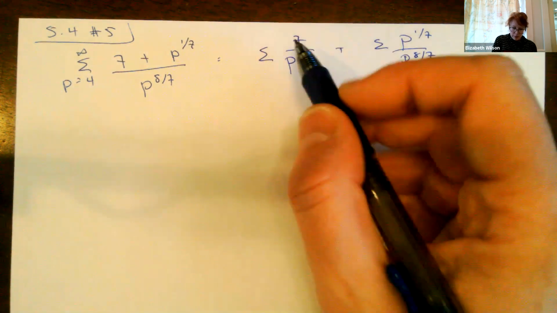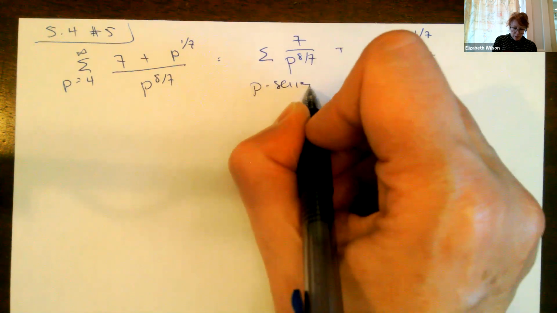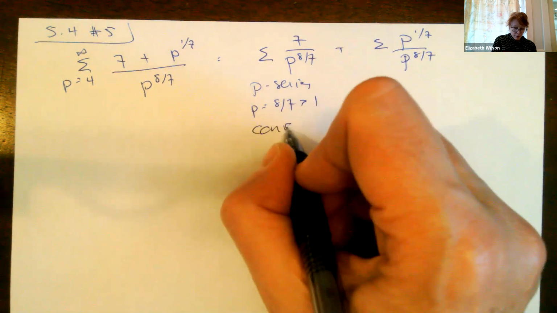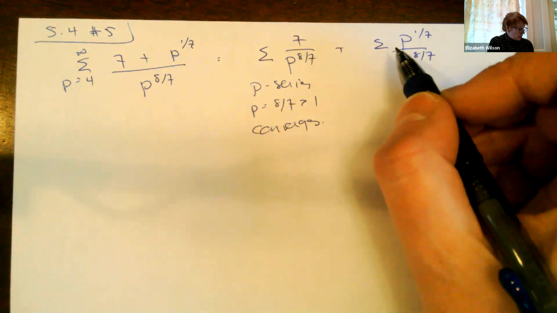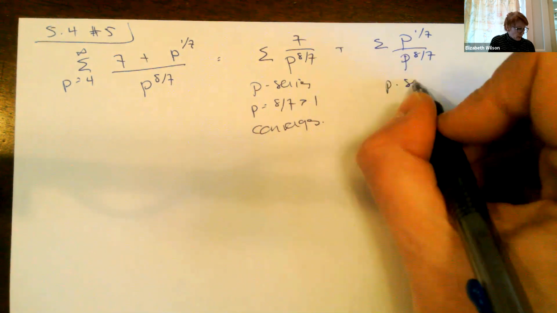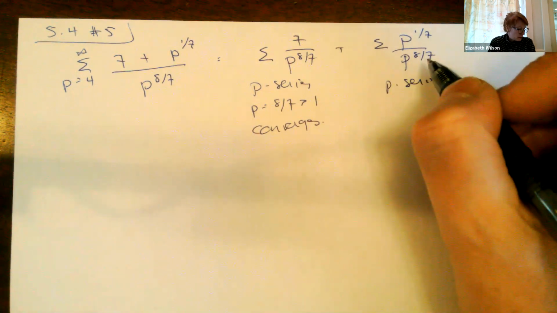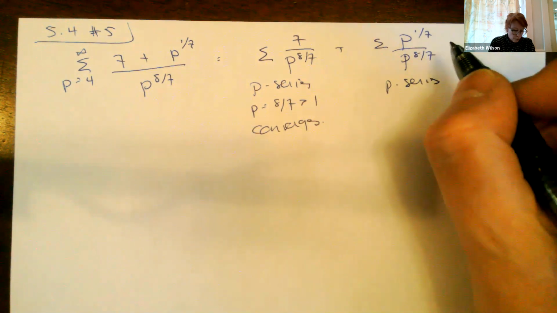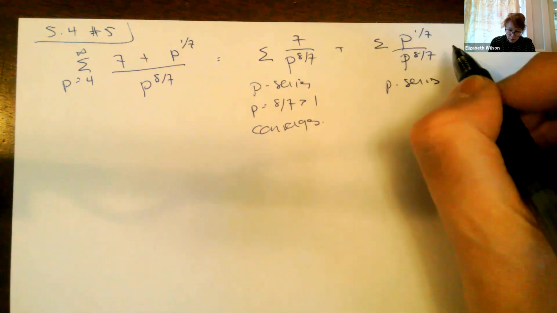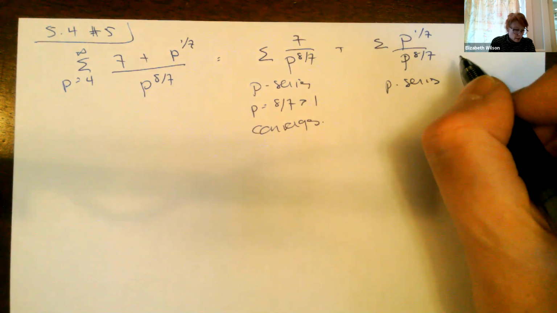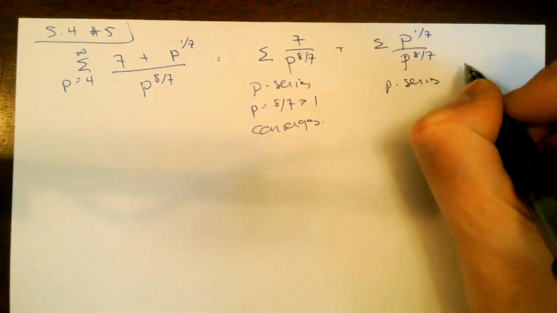So here, this is a p series. p is equal to 8/7, which is greater than 1, so it converges. Here, this one is also a p series. If we clean this up, this is equal to 1/7 minus 8/7, which is minus 7/7, so that's minus 1, so that's 1 over p. So I think this becomes, Professor, yeah.